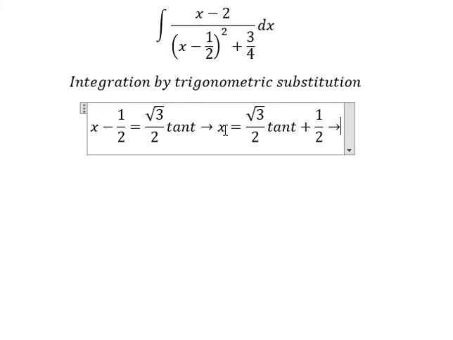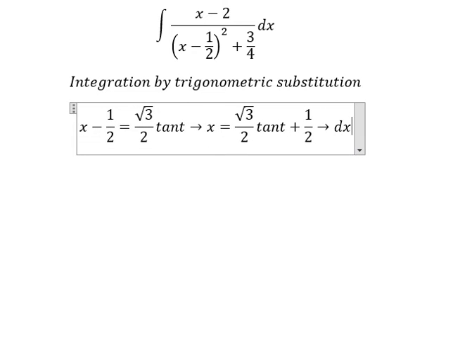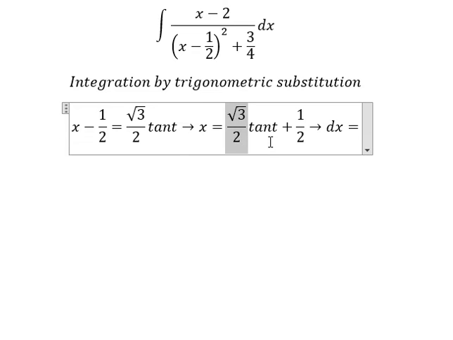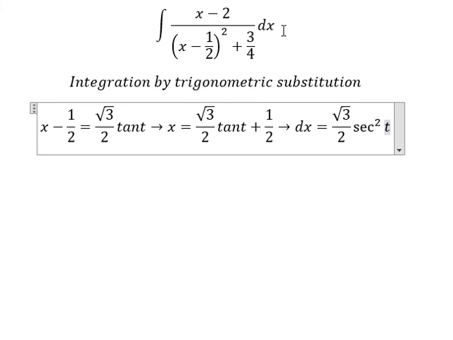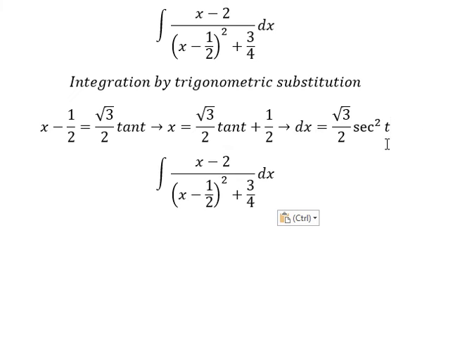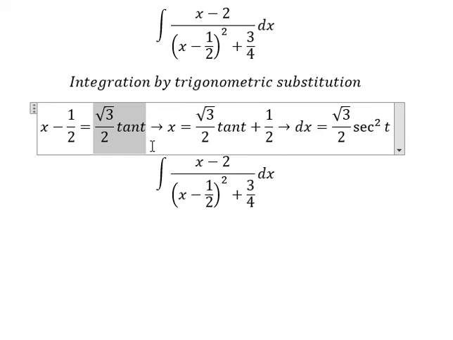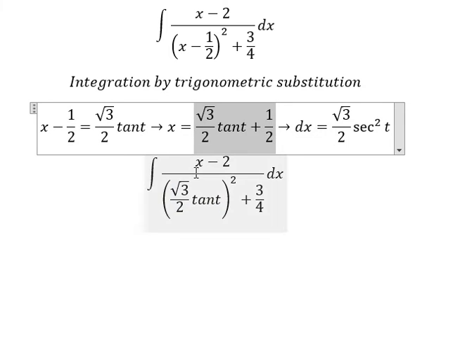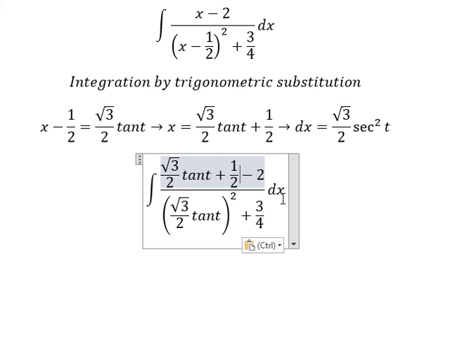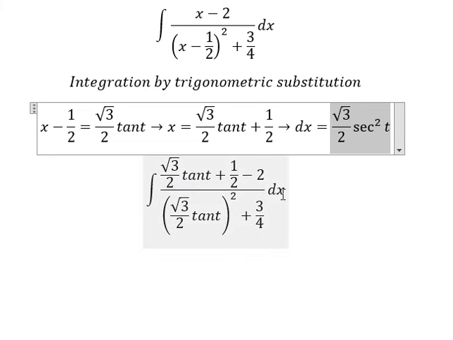So we take the first derivative of both sides. We have the square root of 3 over 2 secant of t squared. So we put this one in here. S we change by this one. Dx we change by this one.